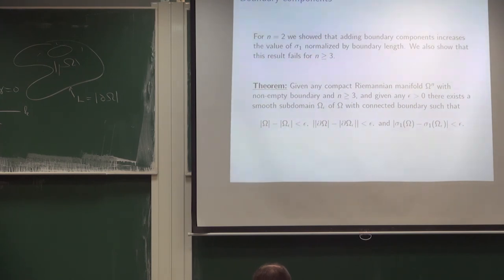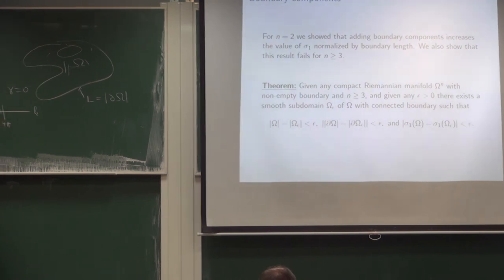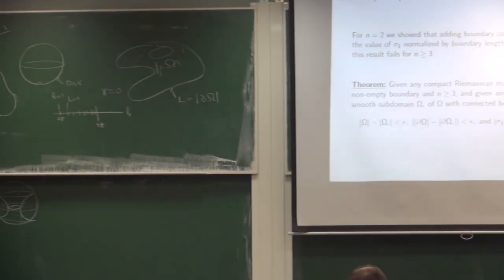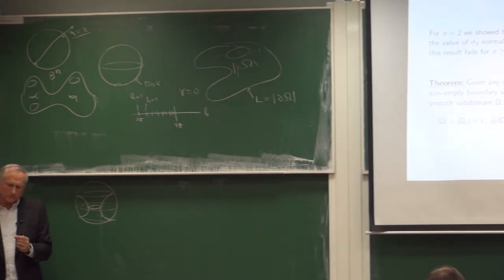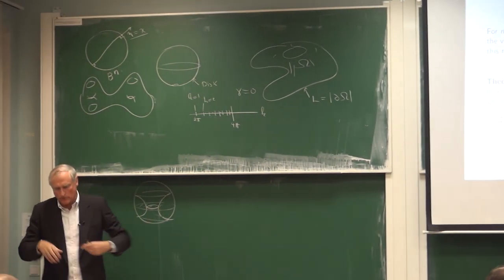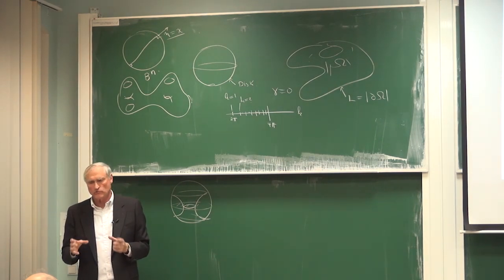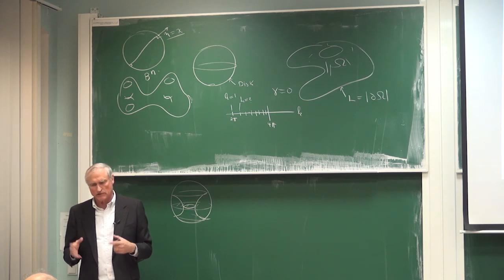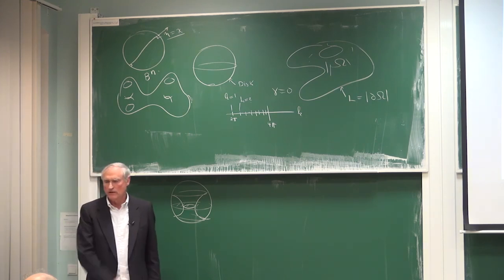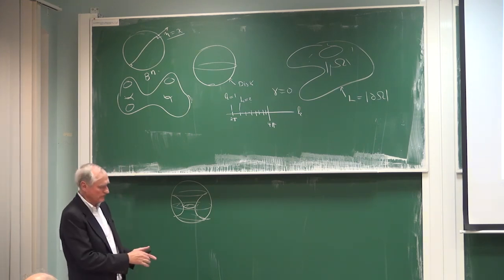And the other thing is, in the theorems I described, the number of boundary components is very important in the two-dimensional case. The key to proving the result about a large number of boundary components was that if we add boundary components, we make this number strictly bigger. So we can increase the size of sigma 1 times the boundary length by adding boundary components. And so that also fails for n greater than or equal to 3.